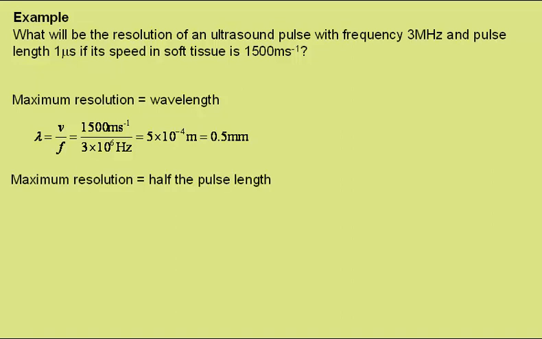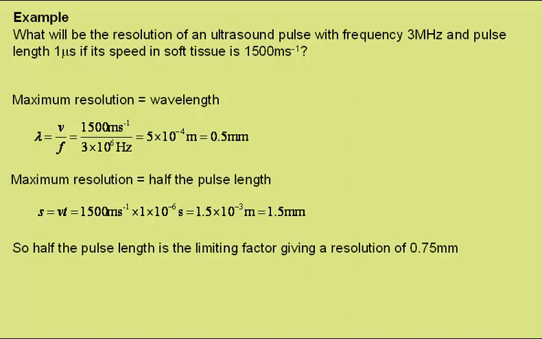Maximum resolution could also be half the pulse length. We know that distance is equal to speed times time. The speed of this wave is 1500 meters per second, and it exists for 1 microsecond, 1 times 10 to the minus 6 seconds. So the pulse has a length of 1.5 millimeters, and half the pulse length will be 0.75 millimeters. So in this case, half the pulse length is the limiting factor to resolution, and gives a maximum resolution of 0.75 millimeters.